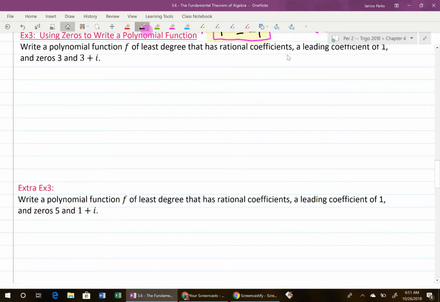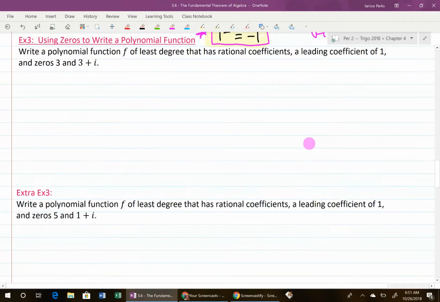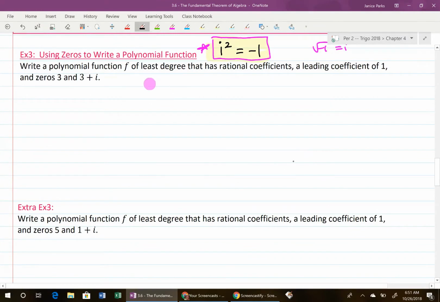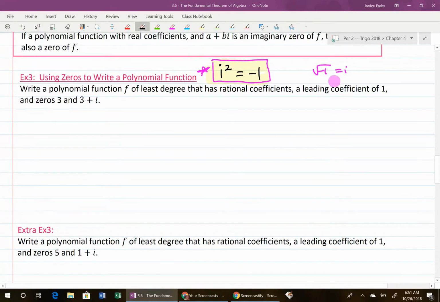So in this video, you're going to learn how to write the function when they give you zeros that are imaginary. We're in section 3.6 and I'm in example 3. First thing I want to mention is that i squared is equal to -1 because the square root of -1 is equal to i. That'll be important when we multiply these out. So the zeros here are x equals 3 and x equals 3 plus i.